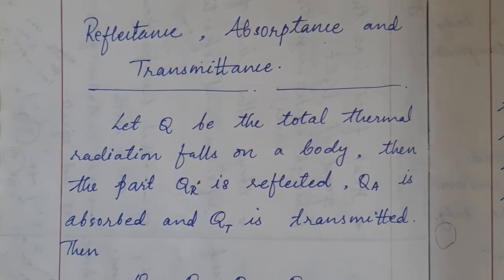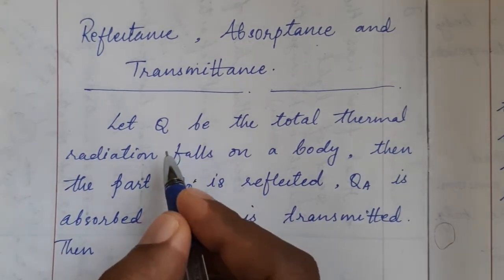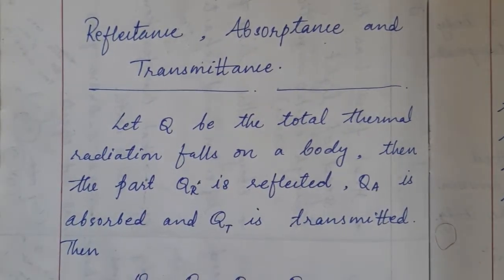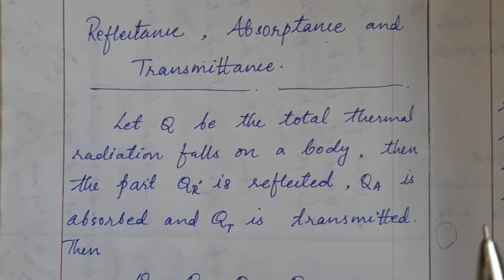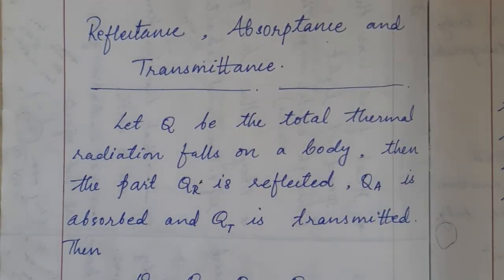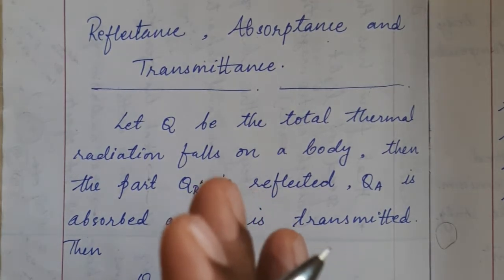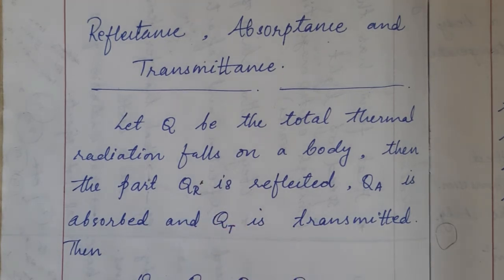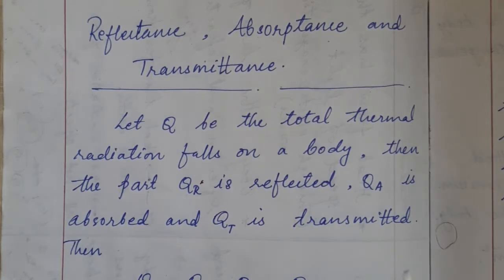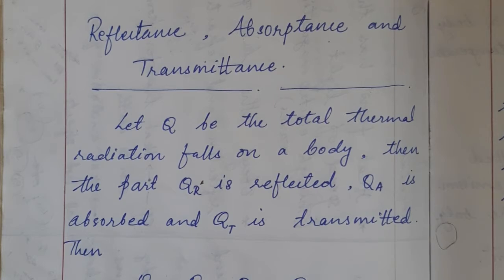So, for a body, let Q be the total thermal radiation falling on it. Naturally, what happens is some amount of heat energy is absorbed by the material. This object can absorb some amount of heat energy, but some amount of heat energy is reflected back. It may not be absorbing, it will reflect back. But some amount of heat energy will be transmitted from one part of the body to another part.